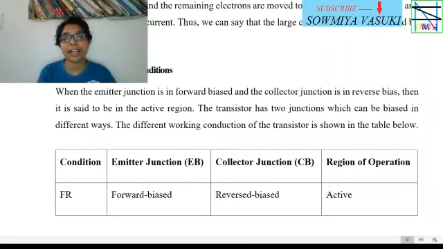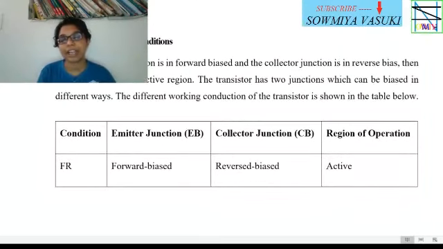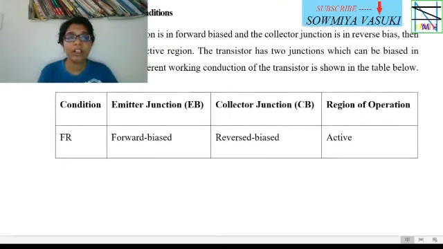Transistor operating conditions are four regions: the active region, saturation region, cutoff region, and inverted region. These depend on the forward and reverse bias of the emitter junction and the collector junction. The first one is forward and reverse bias direction: the emitter is in a forward direction and the collector is in a reverse direction. That is the active region.